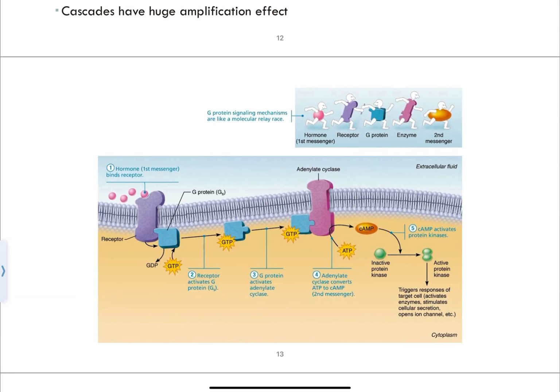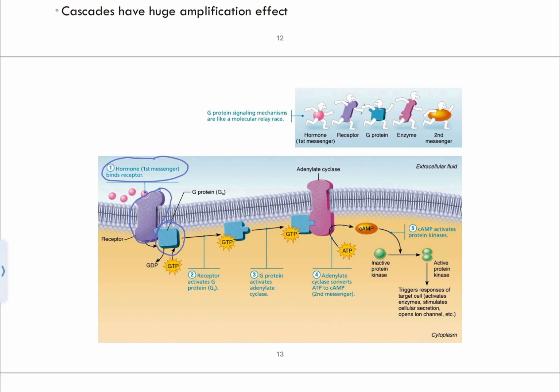So here's a good image kind of showing you what's going on. Our hormone is going to bind to the receptor. That's step one, and the hormone is our first messenger. Remember, because we're talking about amino acid based hormones, the receptor has to be located on the surface of the plasma membrane, which is shown here. Once our hormone binds to its receptor, that's going to cause our G protein to become activated.